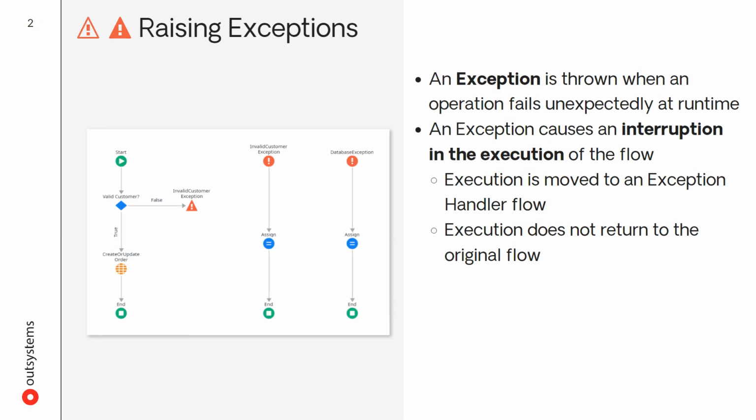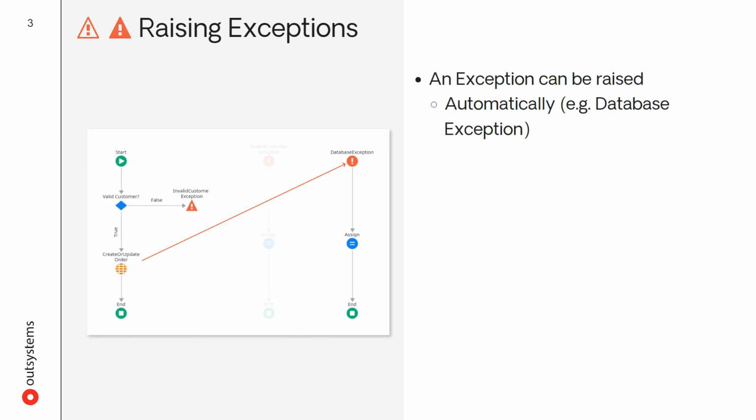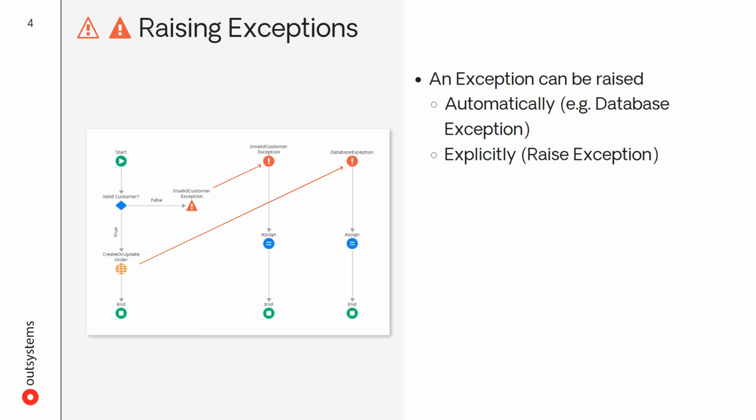Exceptions occur when an operation fails at runtime. When thrown at runtime, an exception will cause an immediate interruption in the flow. This means that the current logic flow is interrupted, and the execution moves to an exception handler. The execution continues in the exception handler flow and does not return to the original flow. Exceptions may be raised automatically by the platform, for instance, when a database constraint violation occurs when data in the database is manipulated. It also can be raised explicitly when defined in the flow for some reason.